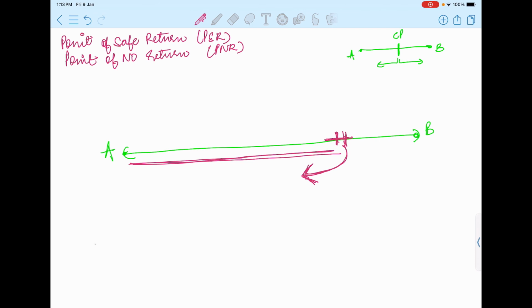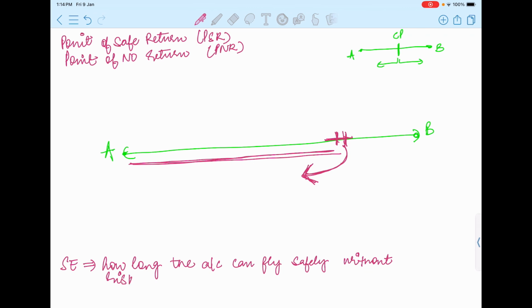Within its safe endurance. Now, what is safe endurance? I have told you in the video on critical point also. It is how long the aircraft can fly safely without risking fuel exhaustion. Do not worry, I will repeat it again if you have not understood. I will compare it with critical point for better understanding.